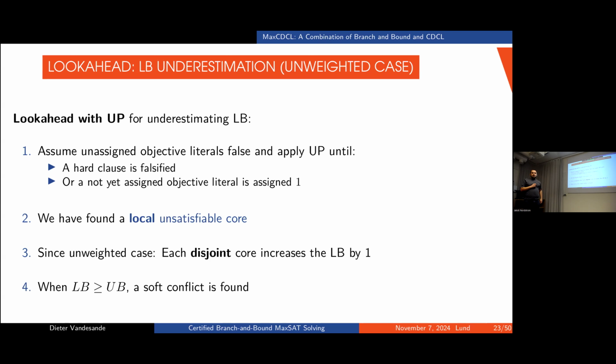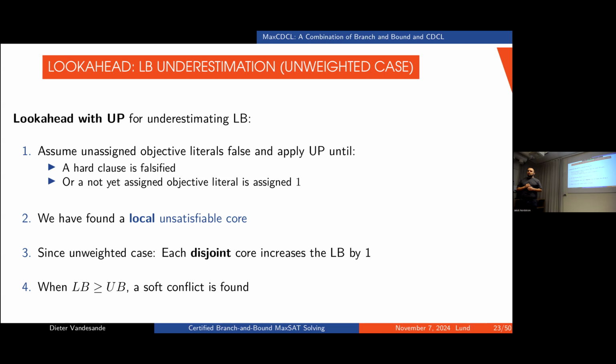So let me first show you how look ahead works. The idea is that you already have a current partial assignment, and you want to see if it cannot be extended to a strictly better solution, because then you can learn a clause and backtrack. This is done by look ahead using unit propagation. You assume that some unassigned objective literal is false and apply unit propagation. You keep doing that until either a hard clause is falsified or a not yet assigned objective literal is assigned true. At that moment, you have found a local unsatisfiable core.